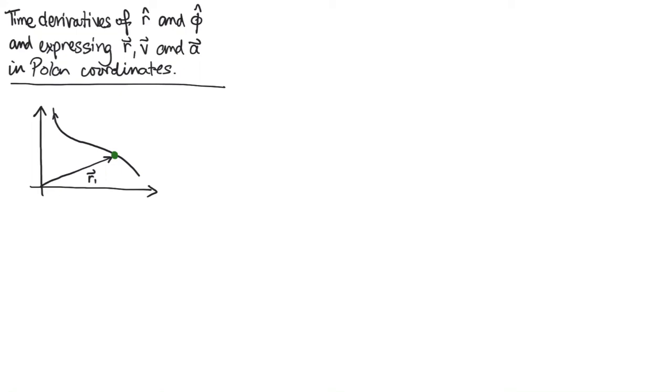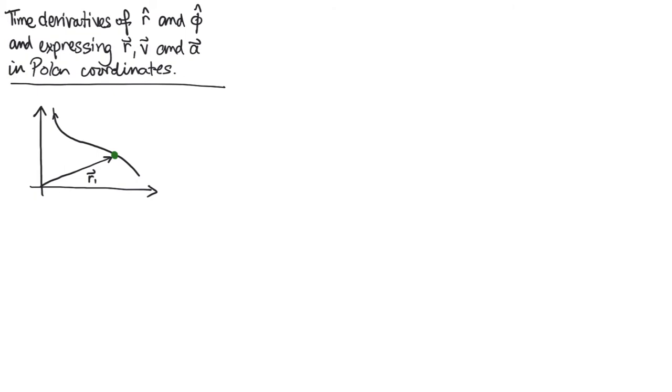Hello again, physics friends. Today we're going to talk about position, velocity, and acceleration expressed in 2D polar coordinates. And in order to write those out properly, we need to address how to take the time derivative of the r hat and phi hat unit vectors. So that's where we're going today.